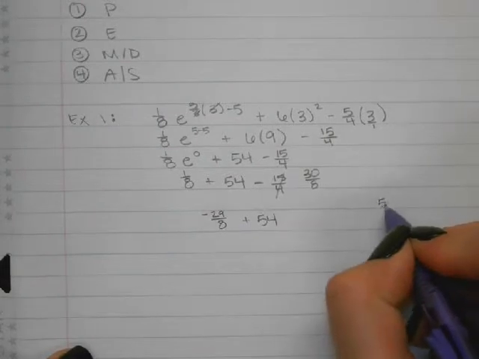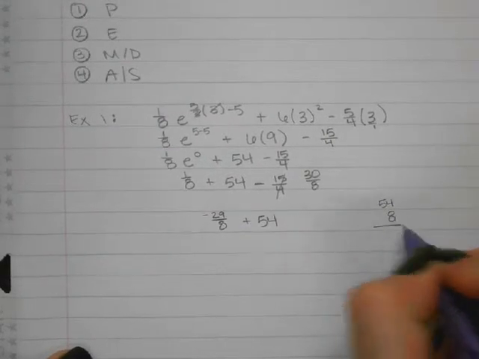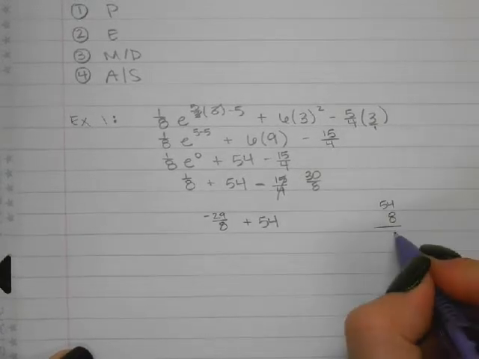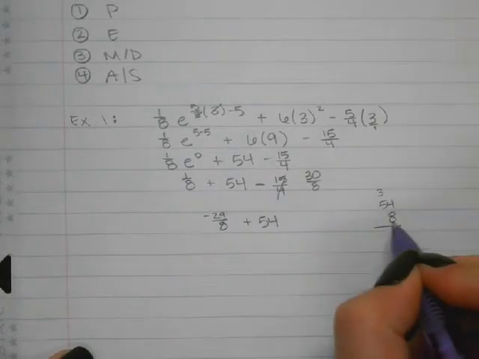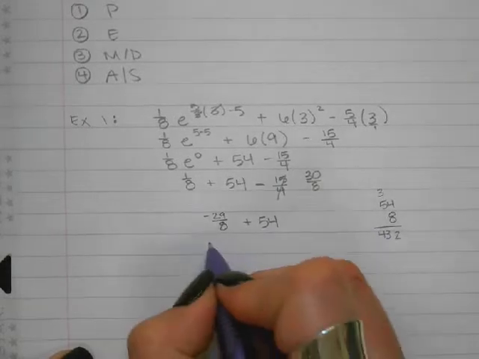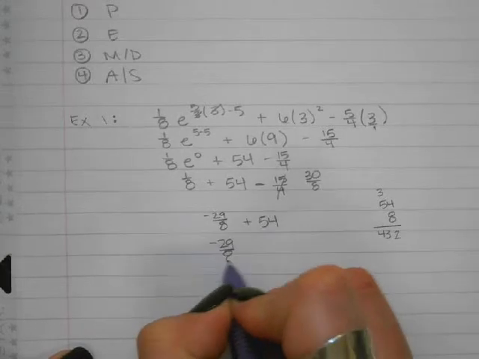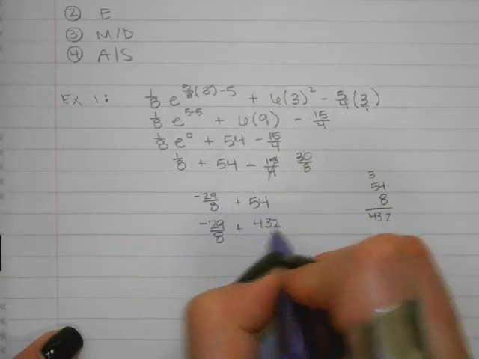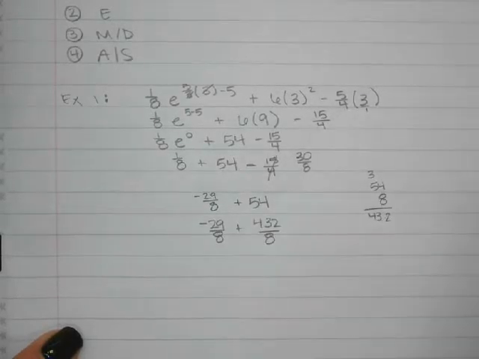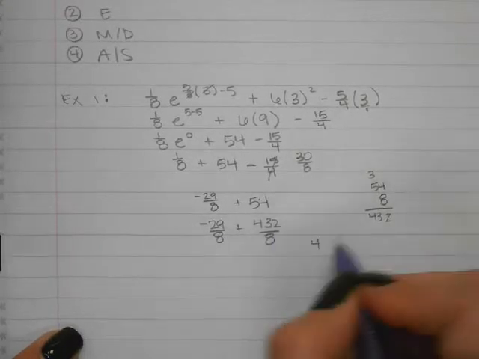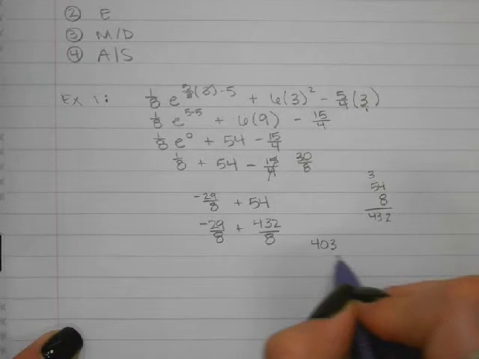So I'm going to say 54 is 432 eighths. So I've got negative 29 eighths plus 432 eighths, which would give me 400 minus almost 30, 403 eighths.